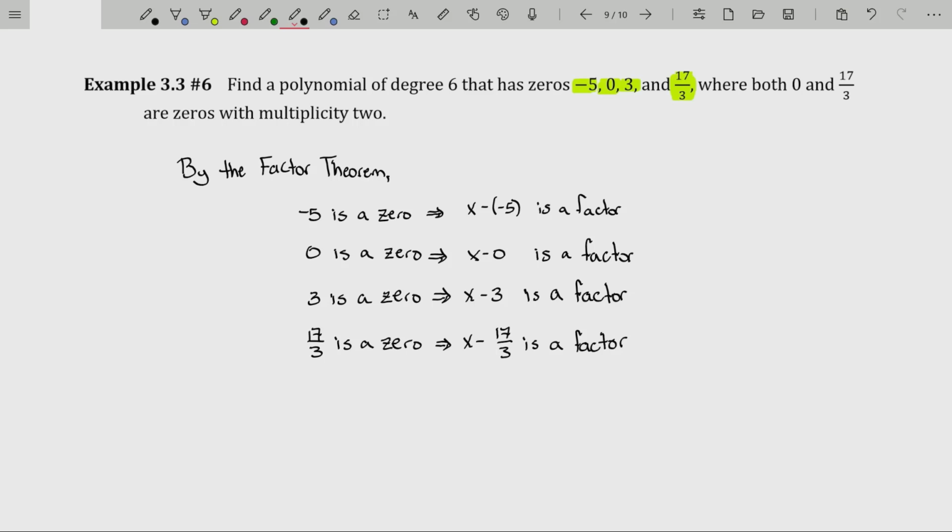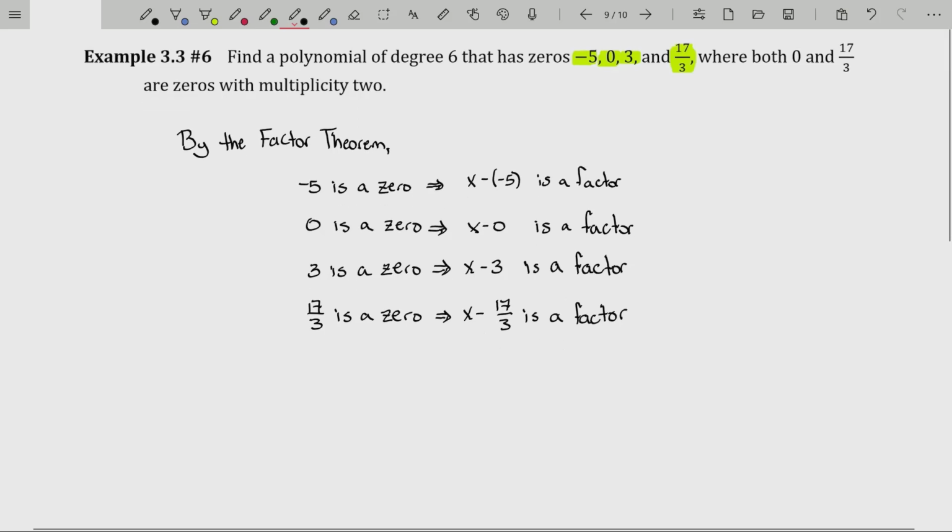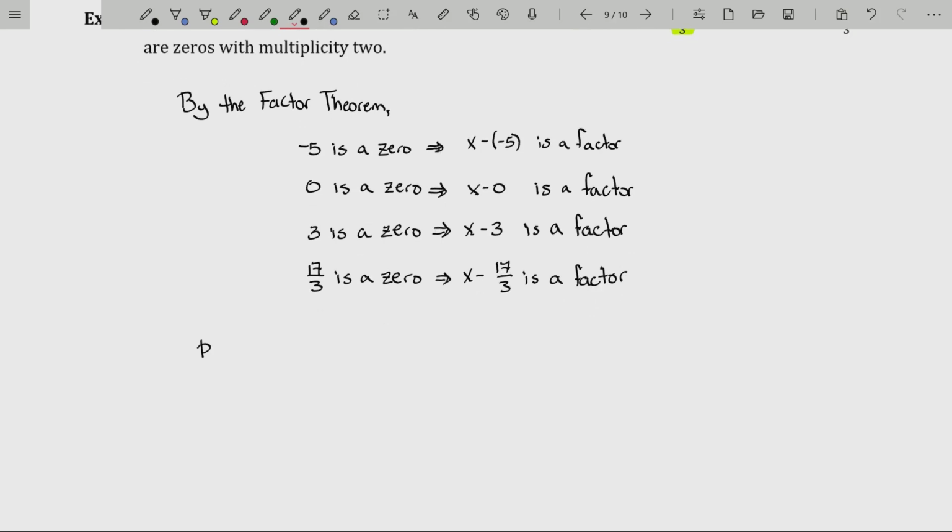0 is a 0 means that x minus that 0 is a factor, and 3 is a 0 tells us that x minus 3 is a factor, and finally 17 over 3 is a 0 implies that x minus 17 over 3 must be a factor. So I already know our polynomial, sort of. Now it doesn't exactly equal this, so I'm going to say it's approximately equal to x minus a -5, or x plus 5, times x minus 0, which is just x, times x minus 3, times x minus 17 over 3.